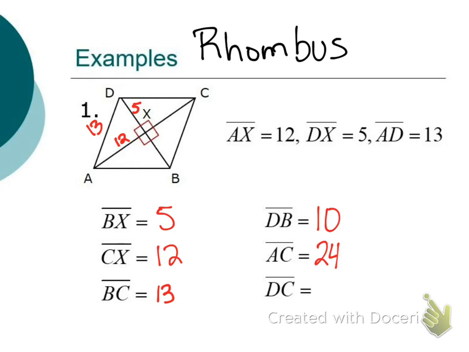Finally, DC. DC is what? 13. Why is DC 13? In a rhombus, all sides are congruent. So if one side is 13, all the outside sides are 13.